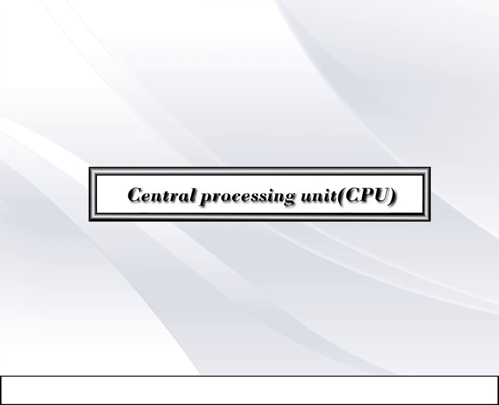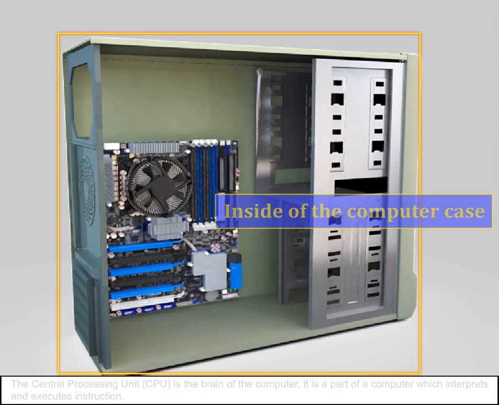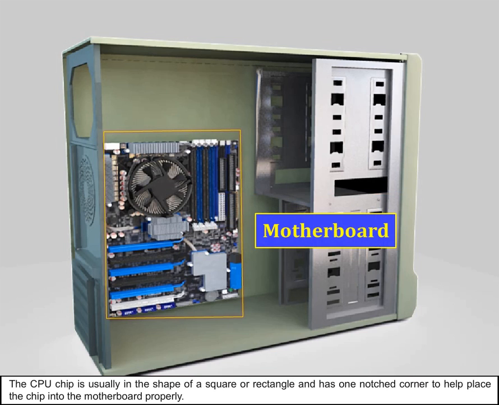Central Processing Unit, CPU. The Central Processing Unit, CPU, is the brain of the computer. It is a part of a computer which interprets and executes instructions. The CPU chip is usually in the shape of a square or rectangle and has one notched corner to help place the chip into the motherboard properly.